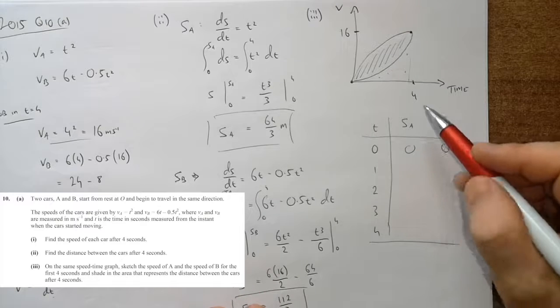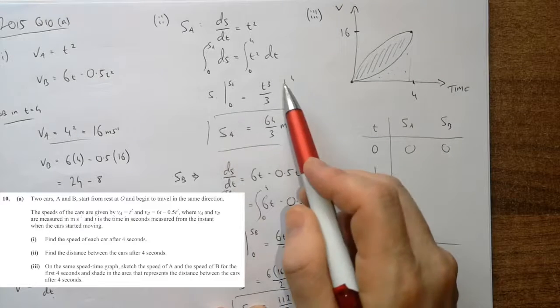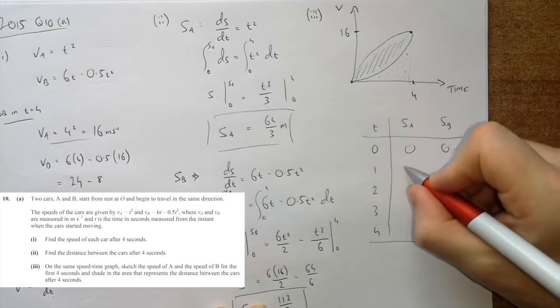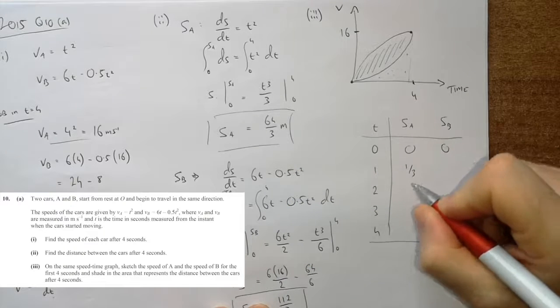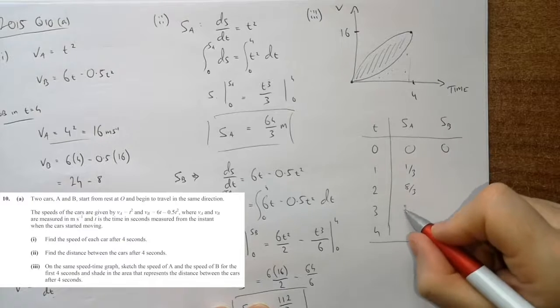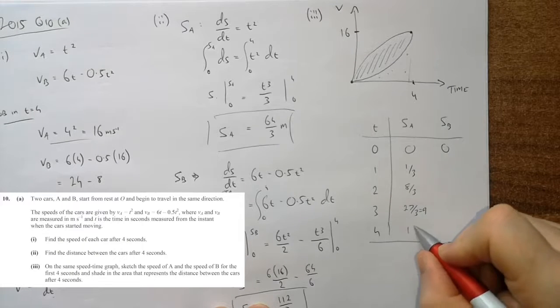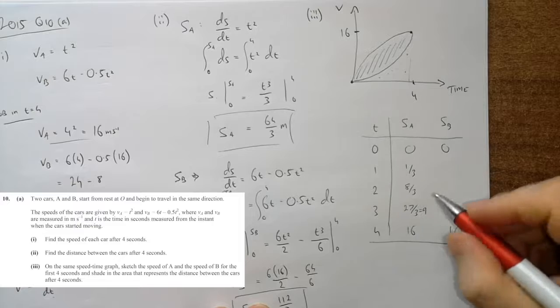So if we look here, SA is nice and easy. It's t cubed over 3. So in this case, it's 1 over 3. In this case, it's 8 over 3. 27 over 3, which equals 9. And then we know it's going to go to 16 at the end.